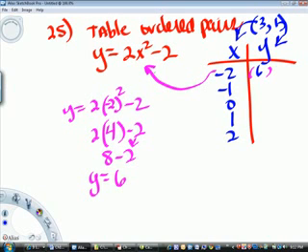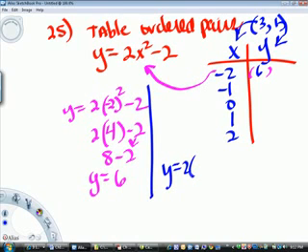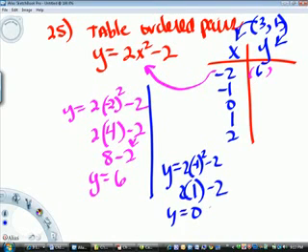Now you plug in -1 into this equation. So you're going to do this problem several times. Now y equals 2 times (-1) squared minus 2. Now you do the same thing. -1 times -1 gives you 1, times 2 is 2, minus 2. This gives you 2 times 1 is 2, minus 2 is 0. So y equals 0. When x is -1, y is 0.